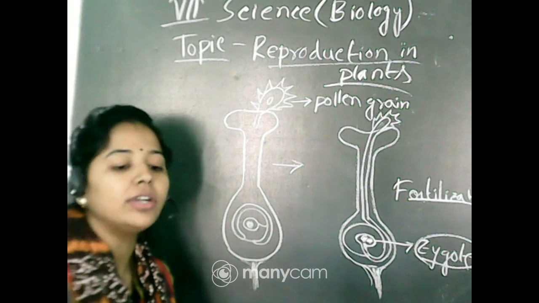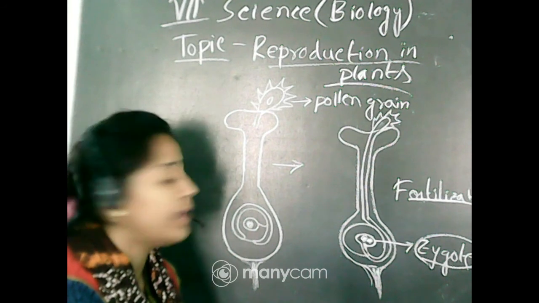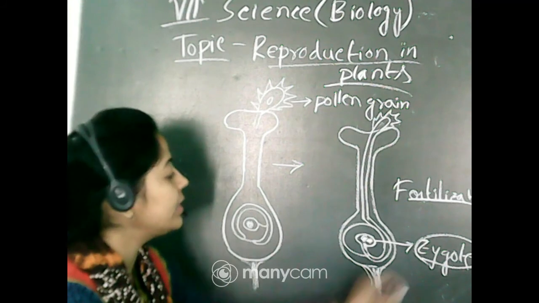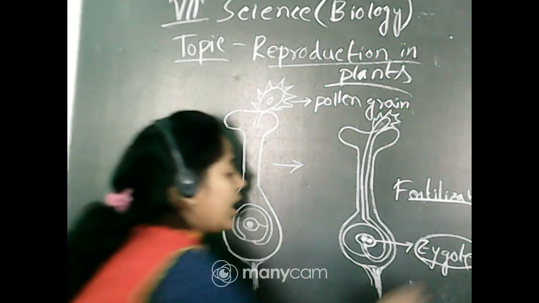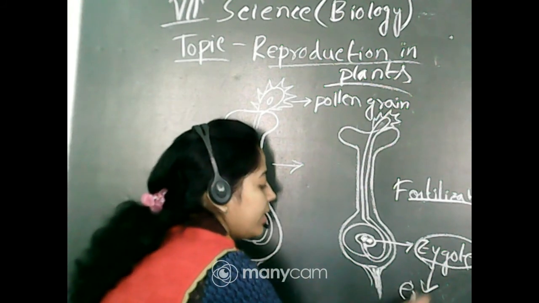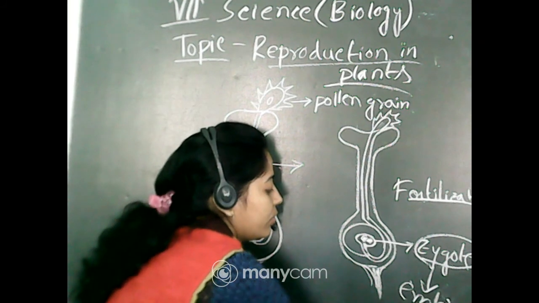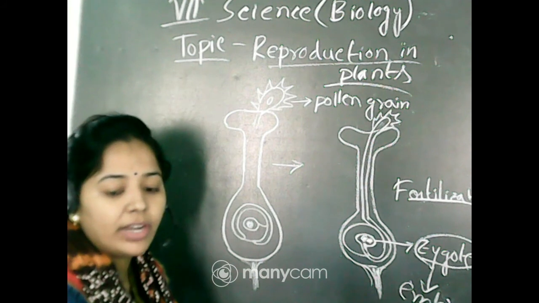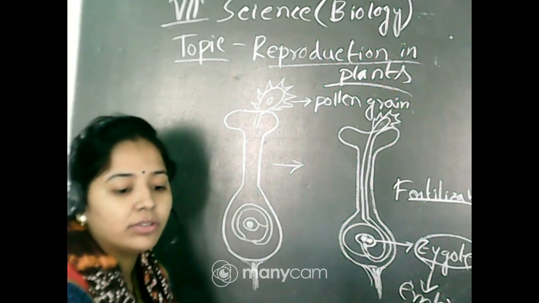And the zygote develops into an embryo. After this, the developmental stage will be the embryo. After the zygote, it will form an embryo. Okay? I hope you understood. If you have any problem, you can ask me now. Okay, students?